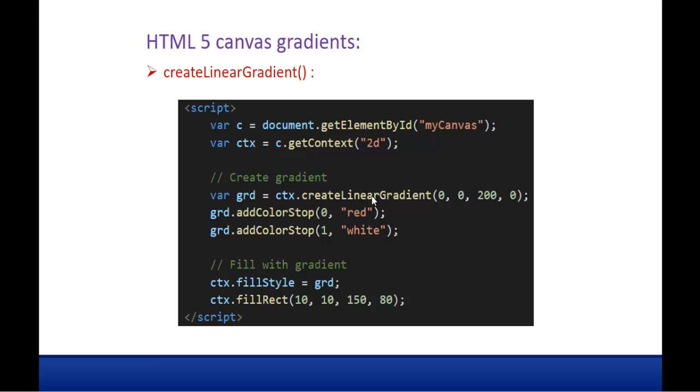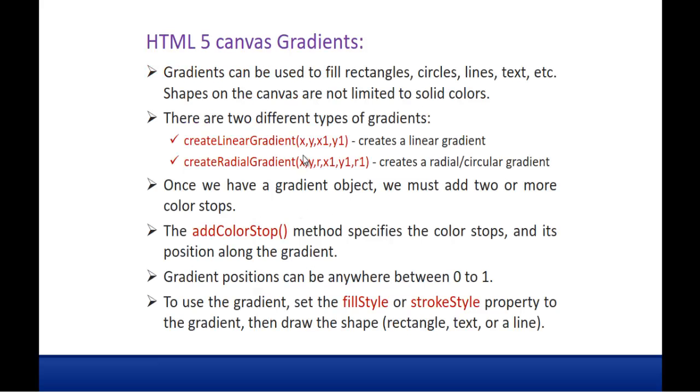Here you can observe createLinearGradient takes four parameters: x, y, x1 and y1. This x represents the coordinate of the starting point of the gradient, and x1 represents the coordinate of the ending point of the gradient. Similarly, y represents the starting point of the gradient, and y1 represents the ending point of the gradient. So we need to pass four values.